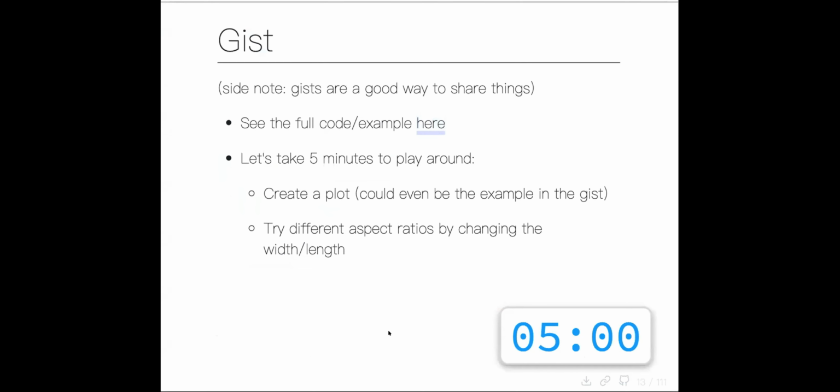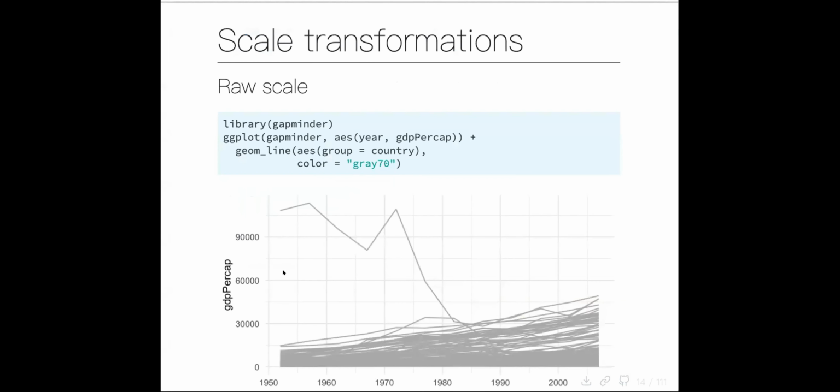So if you have a chance, I would recommend that you do this, but we're not going to spend the time in class today because we're 45 minutes in already. But yeah, basically just create a plot, run that code for the gist right here, right? And then try out different aspect ratios and see what you think, okay?